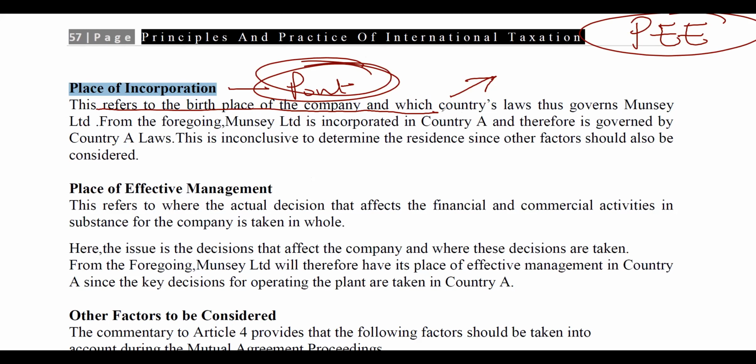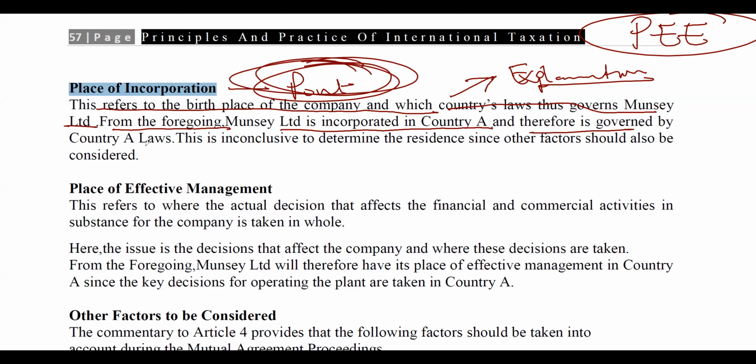What is this? No. That is the explanation. Yes, I want you to flow with me. After I put the points down, this refers to the birthplace of the company and which country's laws govern Mansell Limited. Then I said from the foregoing, Mansell Limited is incorporated in country A and therefore is governed by country A's laws. What is this? Evidence.